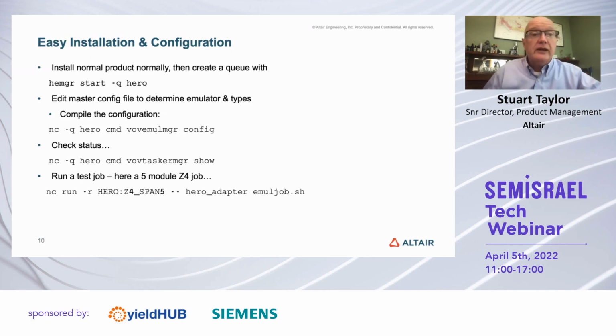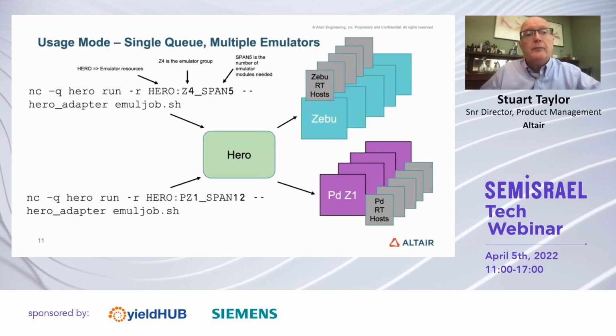So it's easy to set up and install. The first thing you do is install a software product, unpack the tarballs, and then we can create a queue with the HEMGR start command. In this case, we've named it Hero. Then we can edit the master configuration file to tell it about the various emulators and their types and where they can be found. That's typically host names and IP addresses. We compile the configuration file, and then we can quickly check the status with the Tasker Manager show command, and then run a test job. Here it's a 5-module Z4 job.